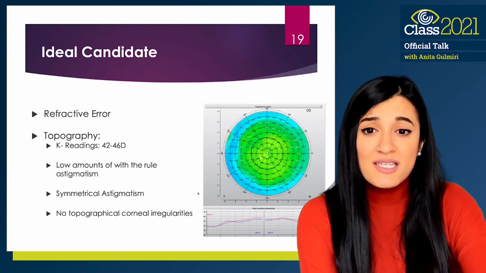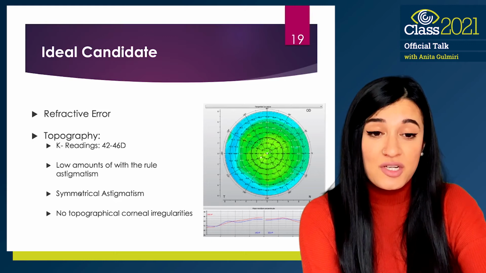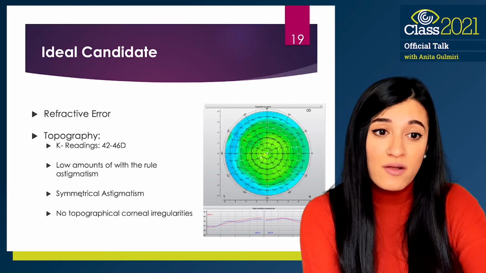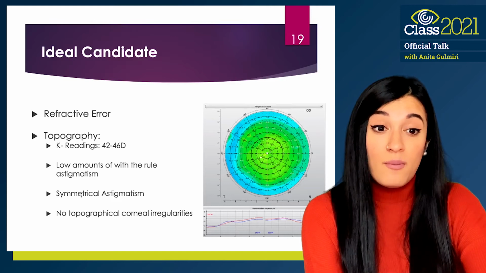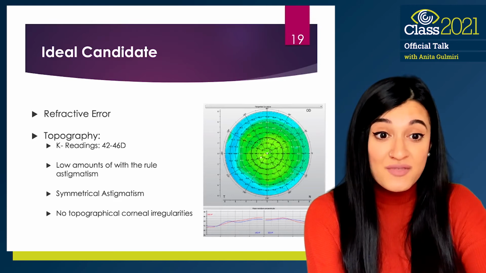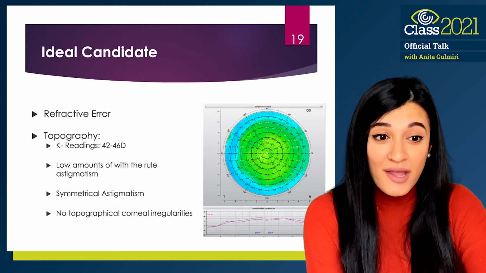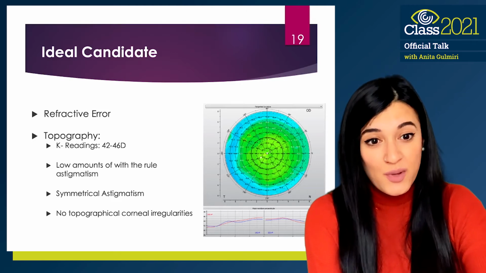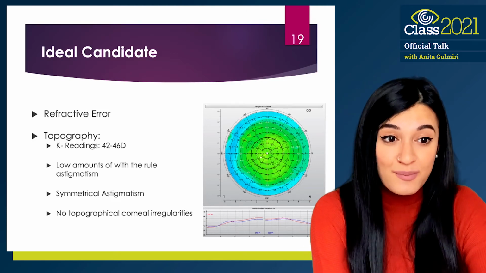And then astigmatism tends to be a big limitation as well. Low to moderate amounts of with-the-rule astigmatism patients tend to be a lot easier to fit than higher amounts of astigmatism. Against-the-rule astigmats tend to be harder to treat, as well as patients with a lot of internal astigmatism.